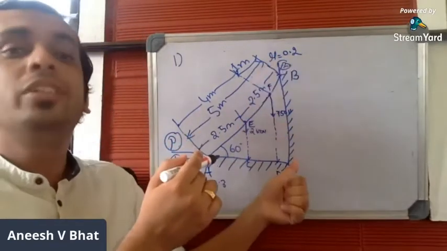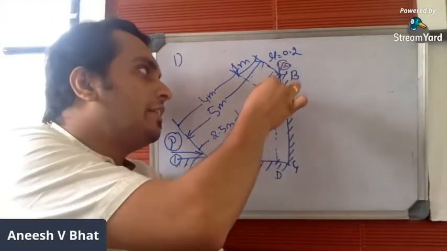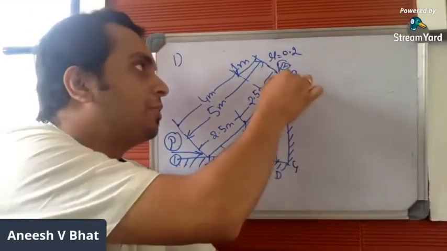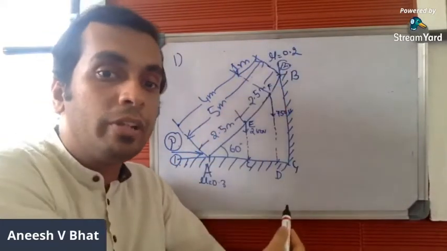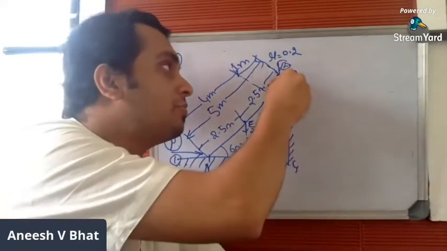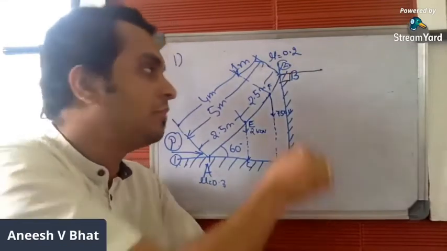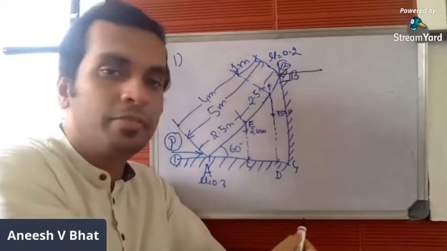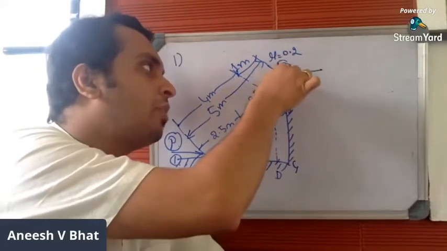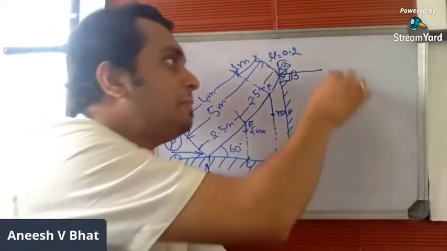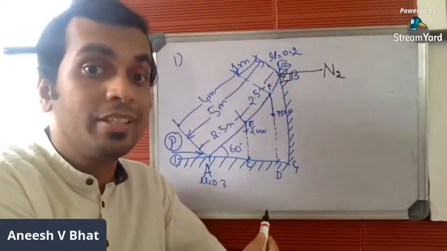Surface number 2 is the wall. The wall is in contact with the ladder at this particular point B. So the wall will offer normal reaction on the ladder, and normal reaction should always be perpendicular to the surface, directed towards the body, and should act exactly at the point of contact between surface and the body, which is point B. Let me mark this as the normal reaction offered by surface number 2, N2.